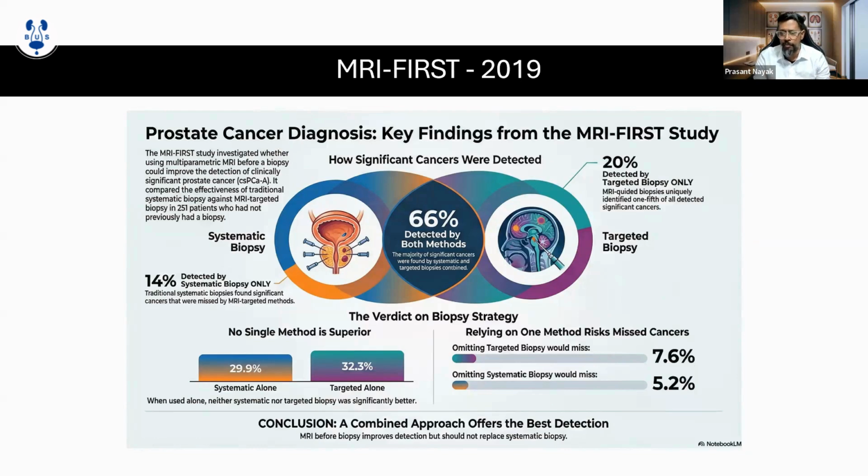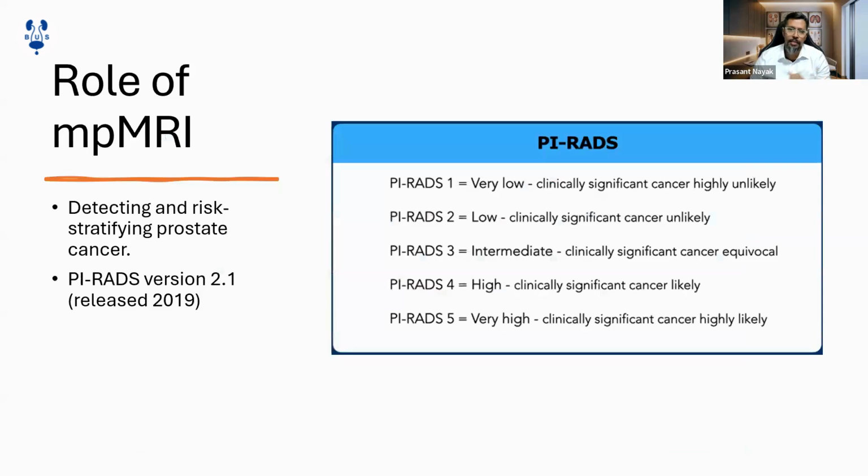But at the end of the day, my practice in AIIMS Bhubaneswar is that we do both MRI targeted and TRUS guided systematic biopsy. So yes, there are significant advantages of including MRI targeted biopsies. That is the reason why we should know how we read mpMRI and how to identify what lesions to target. So, the role of mpMRI.